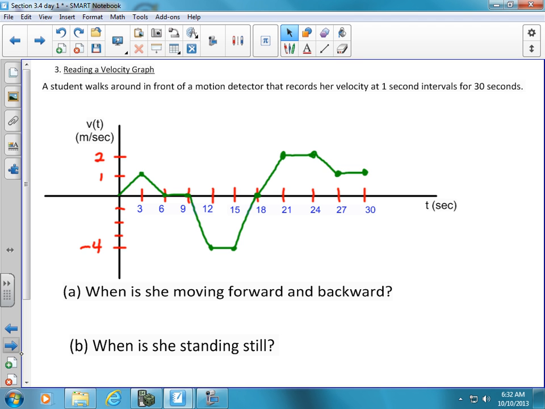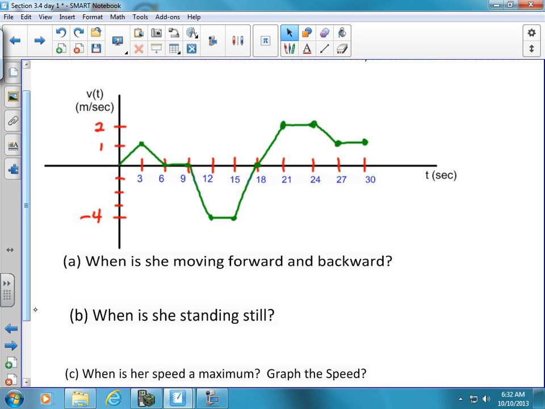And what we want to do is see how the student who's walking in front of a motion detector, recorded every second for 30 seconds, is moving. So, when is the student moving forward and backwards? Now remember, this is velocity. Anytime the velocity graph is above the line, she's moving forward.